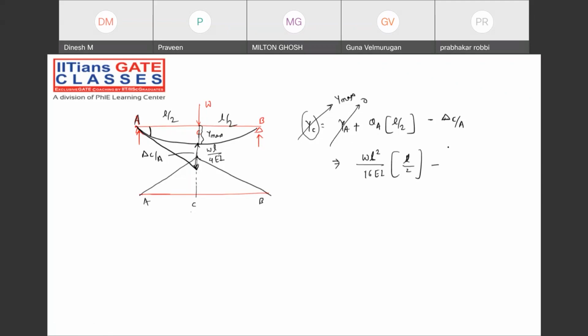Delta C with respect to A is nothing but the moment of the bending moment diagram between C and A. First of all, we need to find the area of the bending moment diagram. What is the area? Area will be half of WL divided by 4EI into L by 2, into the distance. Moment we need to take. Moment is force into distance, area into distance. That would be called a moment of area. So what is the distance? L by 3 from the base. So 1 upon 3 into L by 2, so that is L by 6.